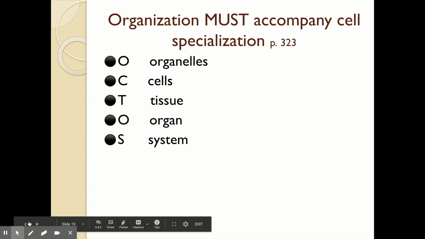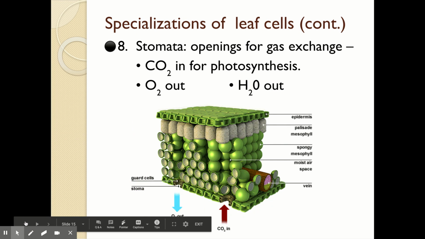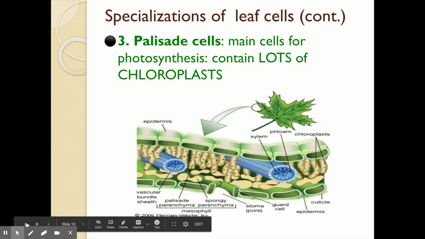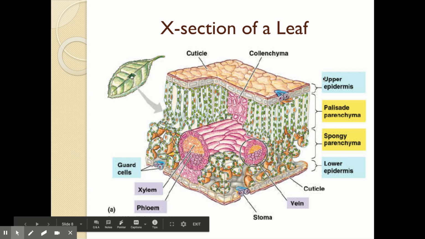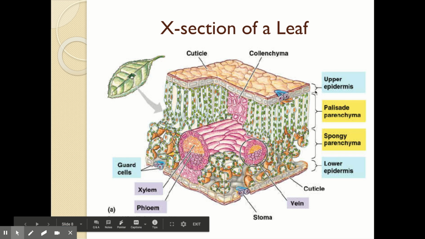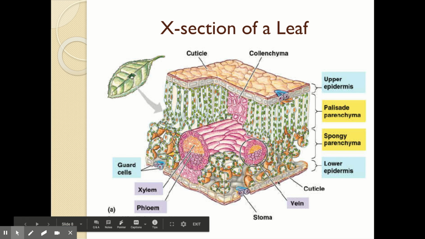Okay, and that is it for the leaf. So a little reminder, you should be able to identify the cuticle, the epidermis, and there is a lower epidermis. It's the exact same type of cells. I think about it like the bread of your sandwich. You've got a top and a bottom. So your epidermis: upper, lower.